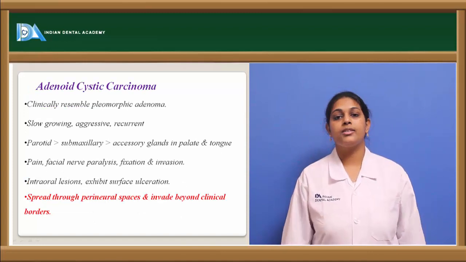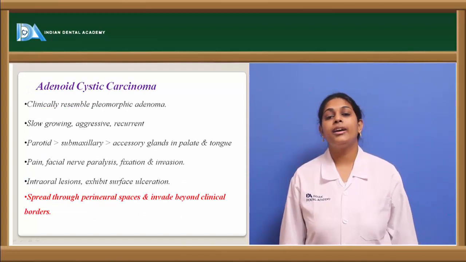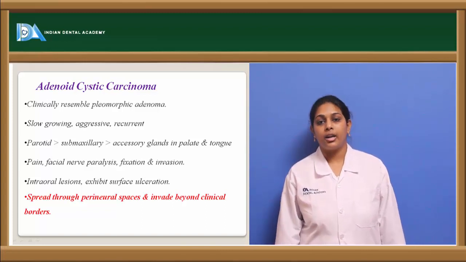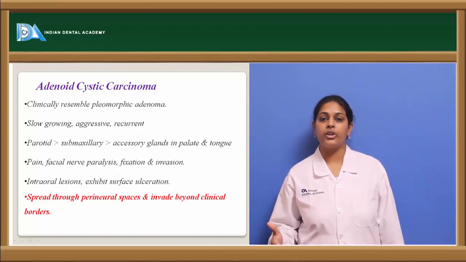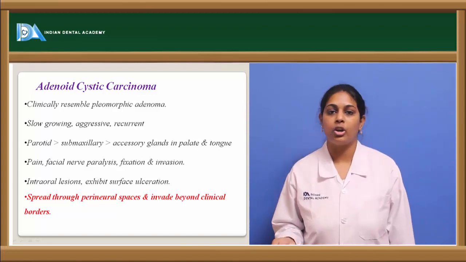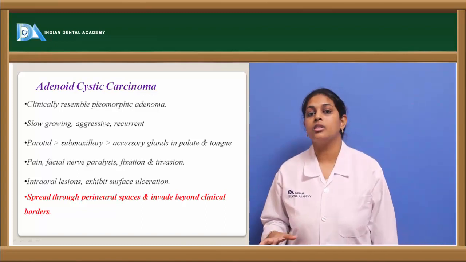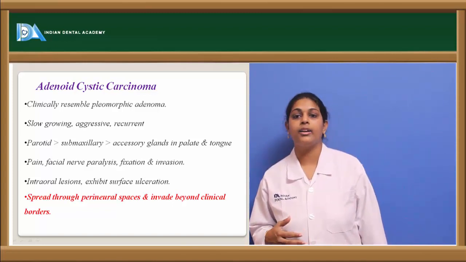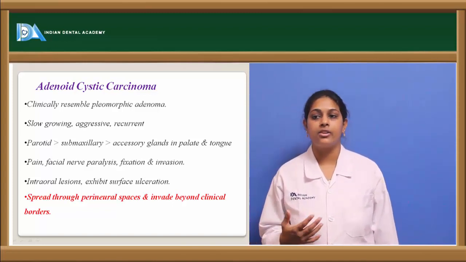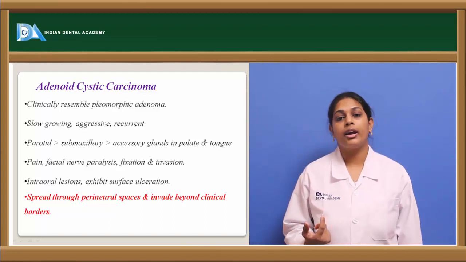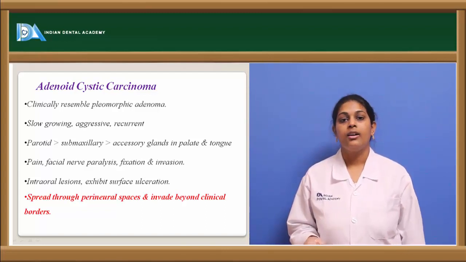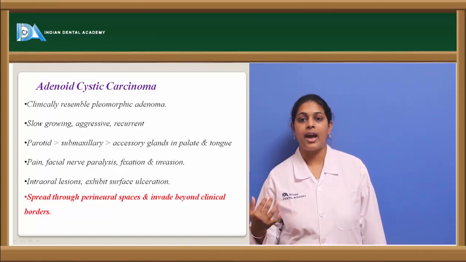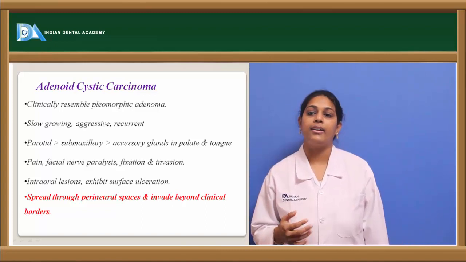Coming to the next tumor, it is the adenoid cystic carcinoma. Usually, it is a carcinoma which resembles pleomorphic adenoma clinically, but it can be distinguished from pleomorphic adenoma only based on histopathological features. It also shows similar features to pleomorphic adenoma, with slow growth, but it is aggressive and shows increased recurrences. The most commonly involved gland is the parotid gland, then the submaxillary gland, then the minor salivary glands, that is, the accessory glands present within the palate and the tongue.